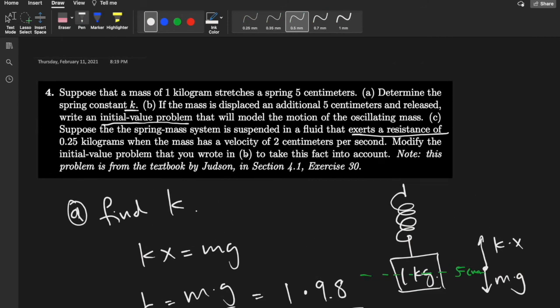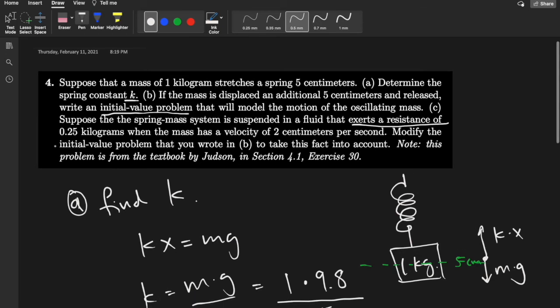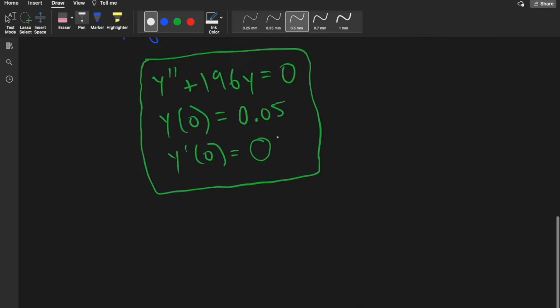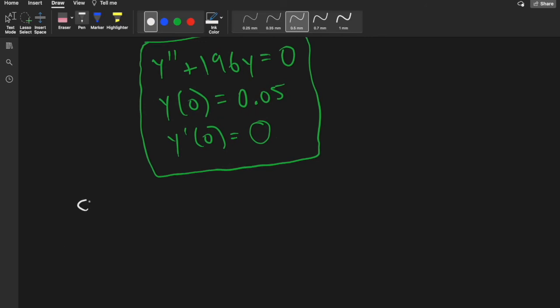And now for part C, we have a damping fluid, a fluid that exerts a damping force of 0.25 kilograms when the mass is moving at 2 centimeters per second. So let's write that down here.